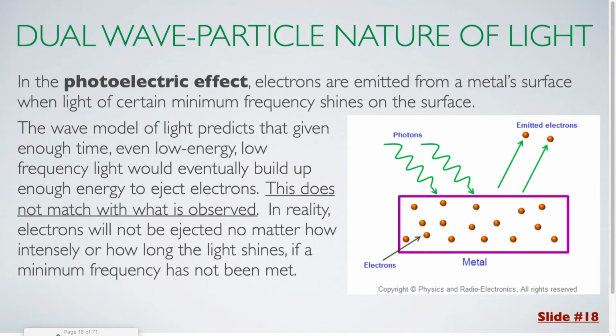In reality, electrons will not be ejected no matter how intensely or how long the light shines if a minimum frequency has not been met. In our diagram over here, you can see the photons of light coming in and interacting with the surface of the metal, and if there is a sufficient frequency, the electrons are being emitted from the surface.